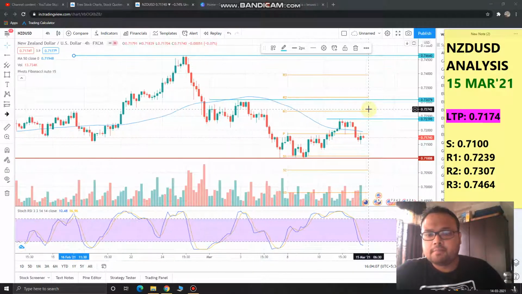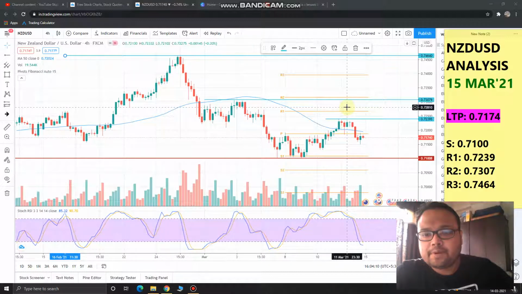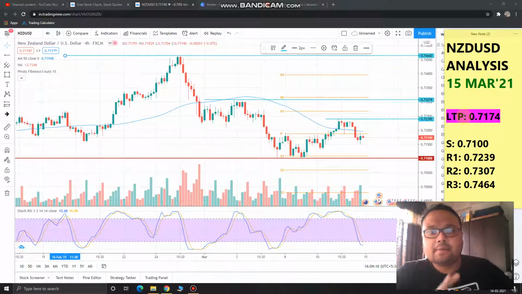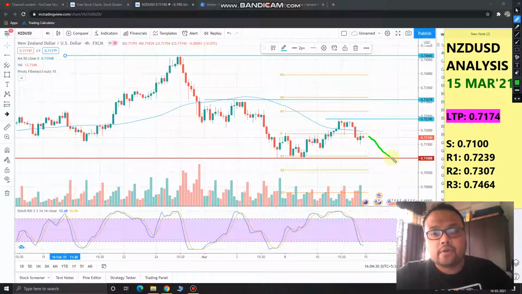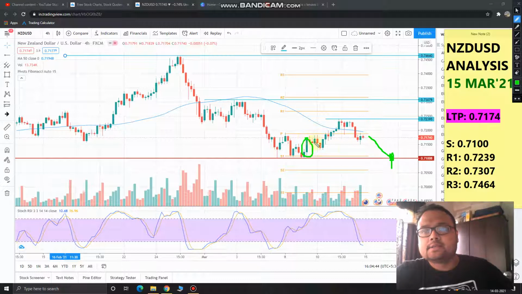So what should be the strategy for Monday? The last traded price of the market is 0.7174. This is the last traded price or current market price. We just need to see where the market opens. In case after the market opening, market comes down to this particular point, then we just need to observe how the price reacts. In case market shows some price rejection from below, a hammer kind of pattern or a big bullish candle like this, you can buy right here above this line.